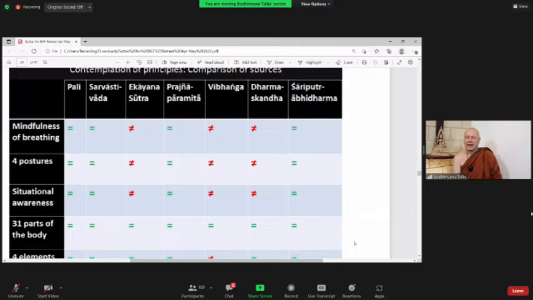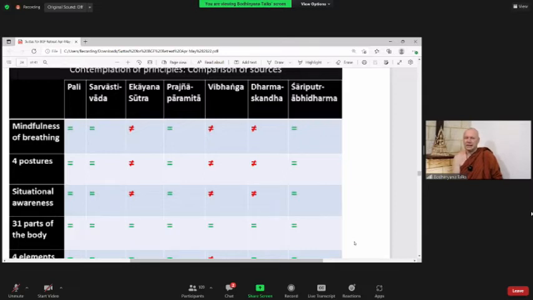Then we have the Ekayana Sutra. This is a sutra which maybe belongs to the Mahasangika school. This is also a version of the Satipatthana Sutta. It's found in the Ekottara Agama, which is the equivalent of the Anguttara Nikaya. The Sarvastivadin Sutta is found in the Madhyama Agama, which is like the Majjhima Nikaya.